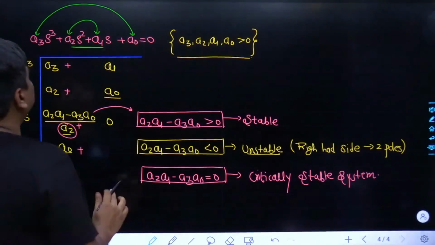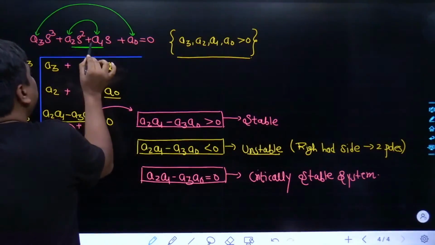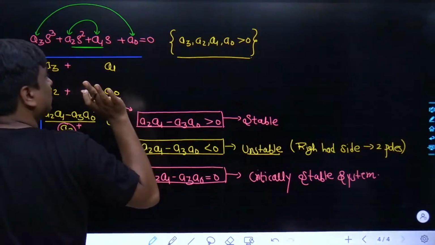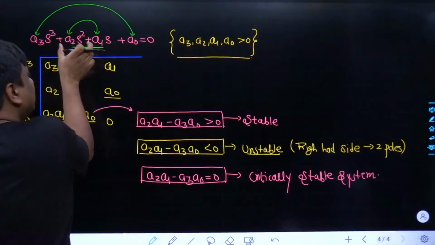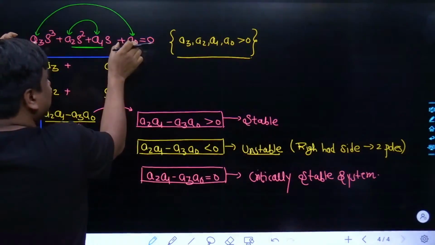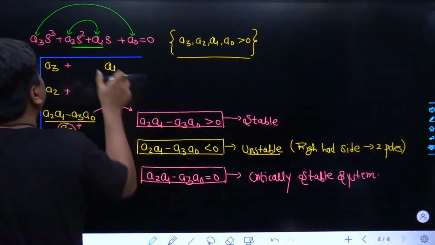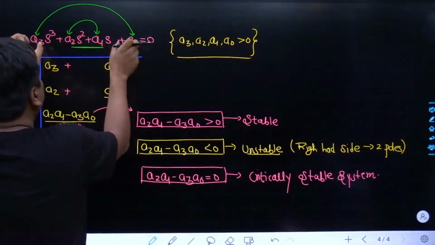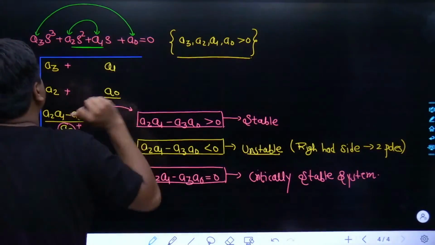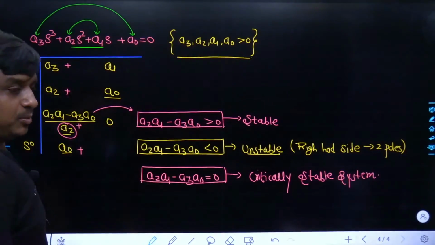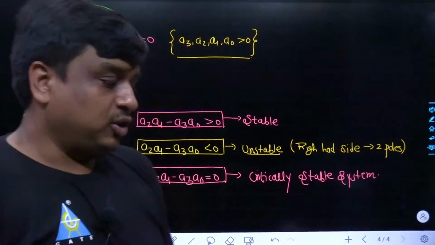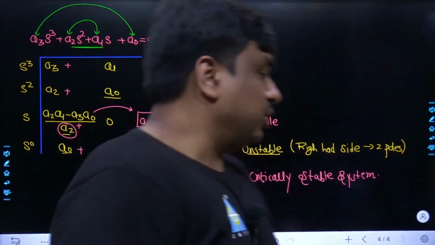Or you can simply say if the multiplication of the intermediate elements is greater than the multiplication of the first and last, the system is going to be stable. If it is lesser, the system is unstable. If it is the same as the multiplication between the first and last, the system is going to be marginally stable. Could you really understand what I'm saying?